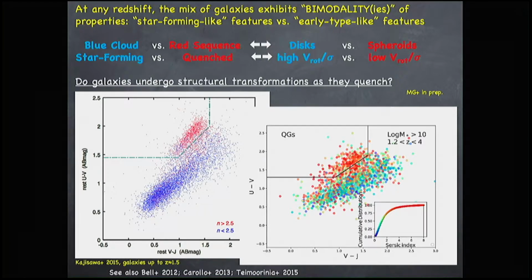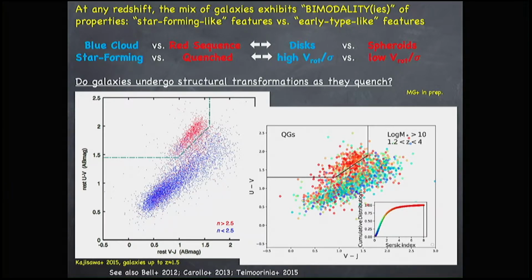Color-coded is the Sérsic index. Conventionally, you can think that a Sérsic index less than 2.5 speaks of a disk, bigger than that speaks of a spheroid, at least the light profile of a spheroid. And this is for galaxies up to redshift a bit higher than 1.